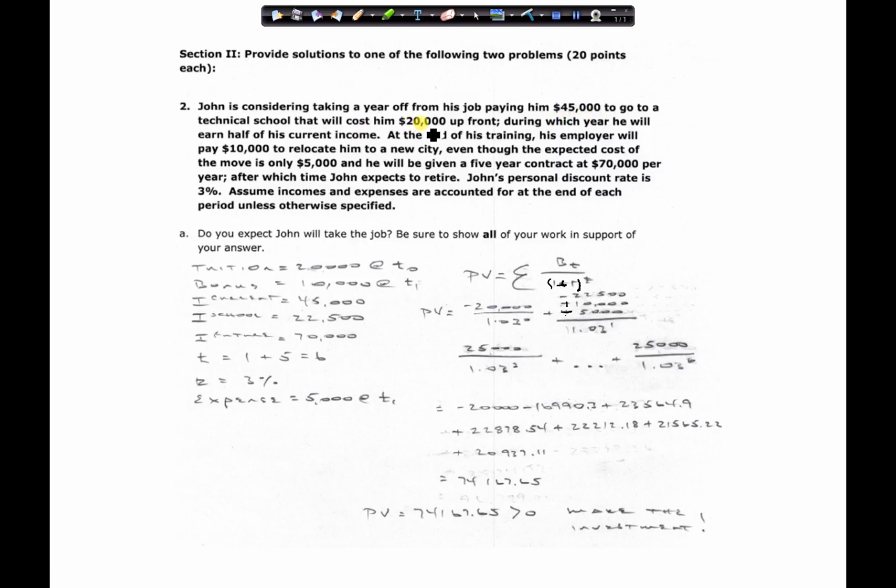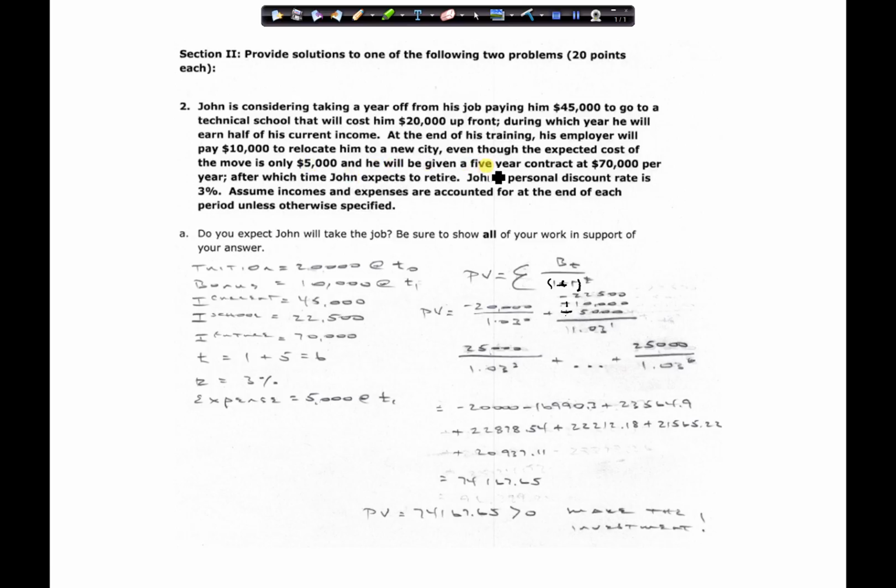It'll cost him $20,000 up front, during which time he'll only earn half of his income. At the end of his training, his employer will pay $10,000 to relocate him to a new city. So that's a bonus. He's going to pay him that, even though the expected cost of the move is only $5,000. It's important to remember that John's only going to experience that cost and have that bonus as a function of him participating in this investment and then relocating.